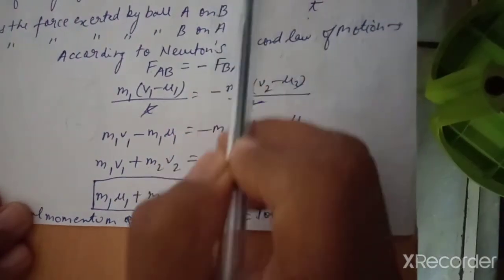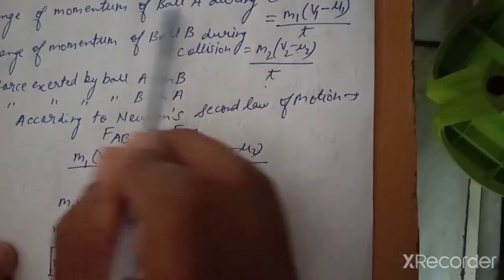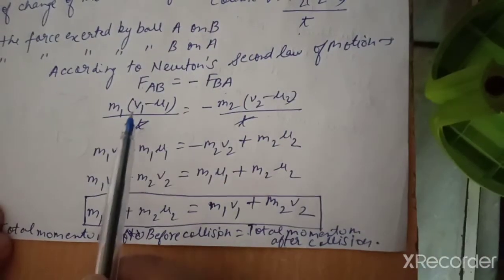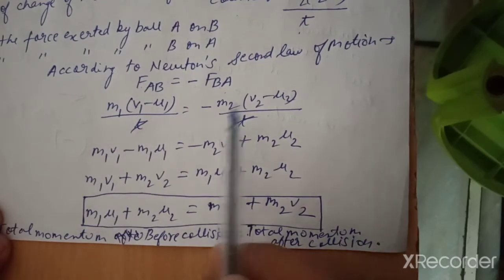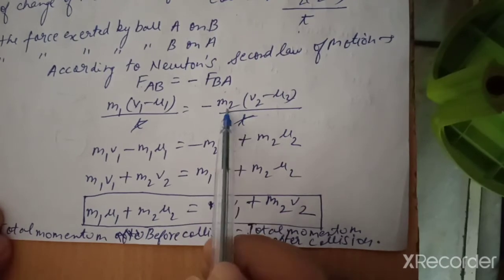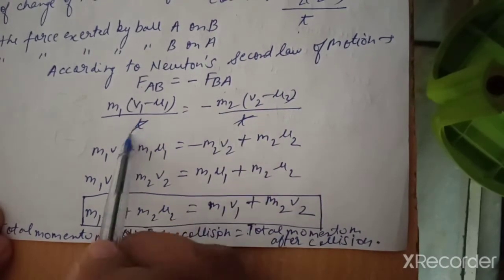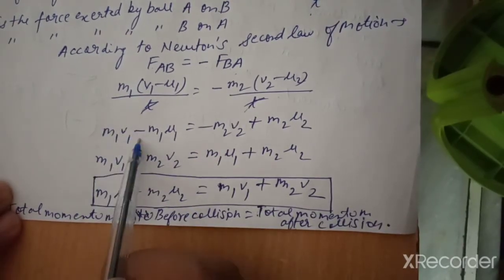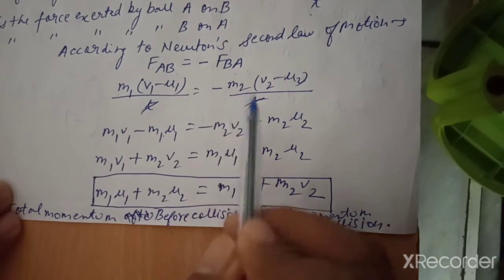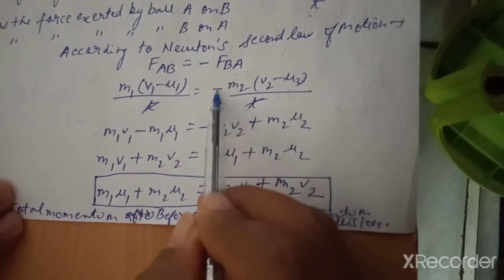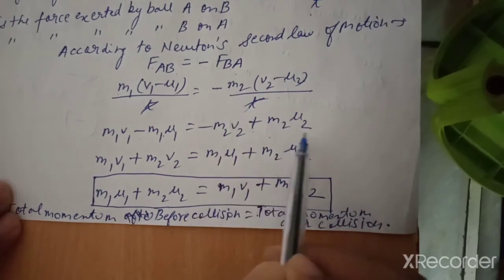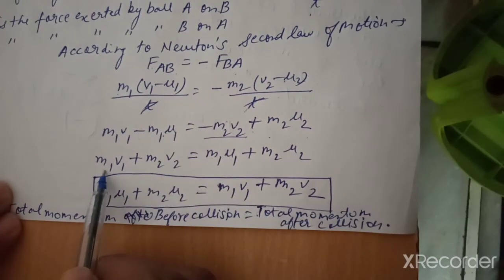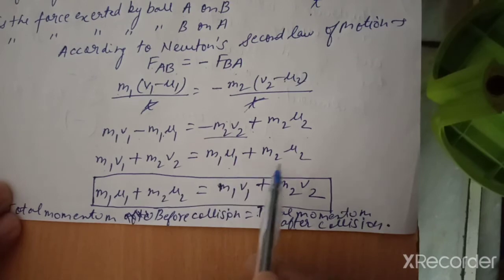We have already written the rate of change of momentum: FAB equals m1(v1 minus u1) upon t. When you substitute the values, you get m1(v1 minus u1) upon t equals minus m2(v2 minus u2) upon t. This t and t will get cancelled. Multiplying out, you get m1v1 minus m1u1 equals minus m2v2, and minus minus gives plus m2u2. When you shift the minus m2v2 to this side, you get m1v1 plus m2v2 equals m1u1 plus m2u2.